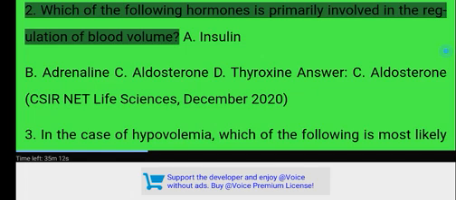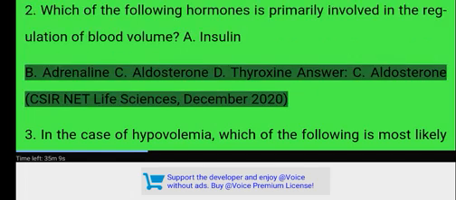2. Which of the following hormones is primarily involved in the regulation of blood volume? A. Insulin. B. Adrenaline. C. Aldosterone. D. Thyroxine. Answer. C, Aldosterone. CSIR NET Life Sciences, December 2020.